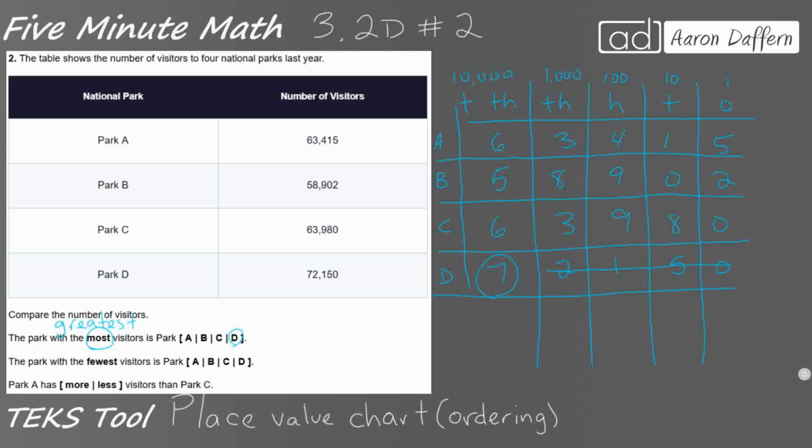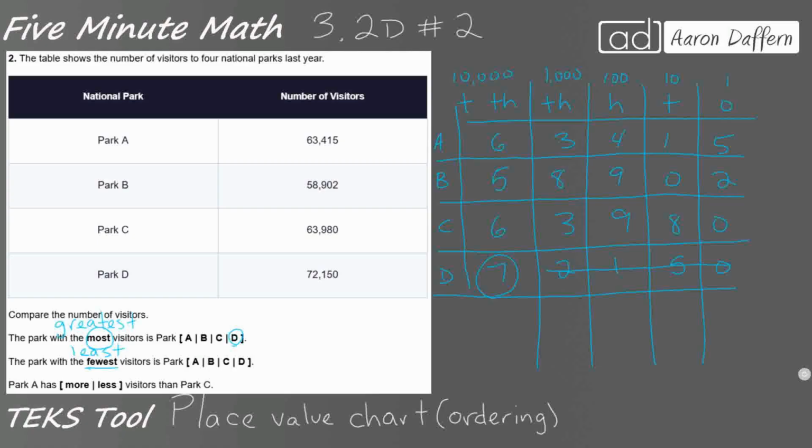Now, we need to look at the fewest. This is going to be our least. So we are going to do the same thing. We're going to look at the greatest place value. Now, if one of these only went to the thousands place, then we would have to assume that there was a 0 in the 10,000s, and that would be the smallest. But since they all go to the 10,000s place, I can do the same thing, and now I'm looking for the smallest digit. Now, I've got a 6, 5, 6, and 7.